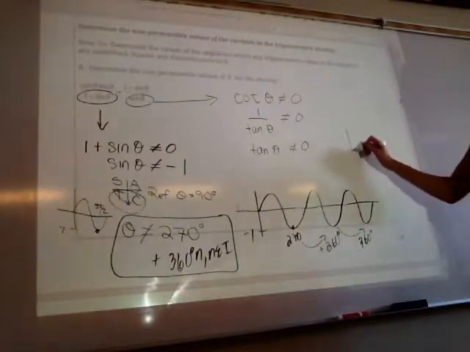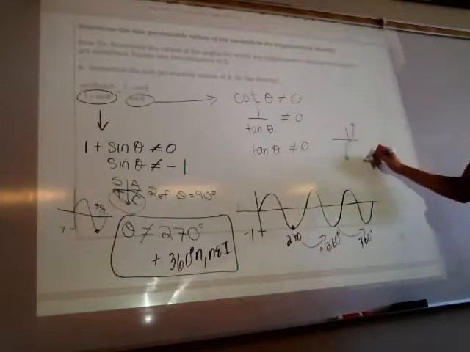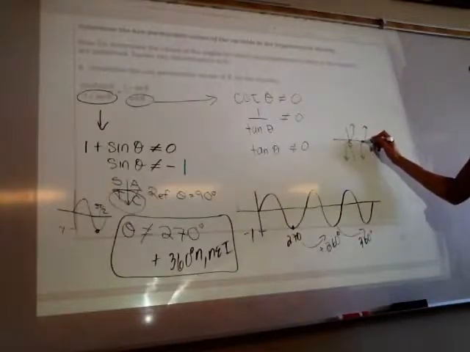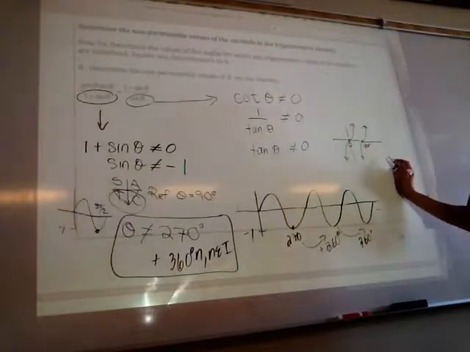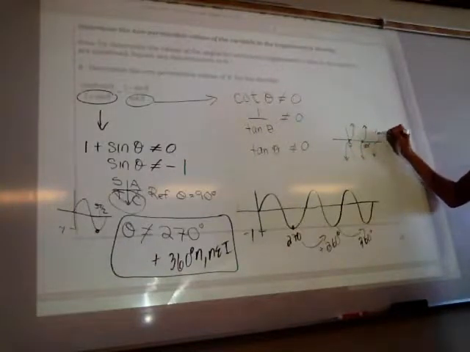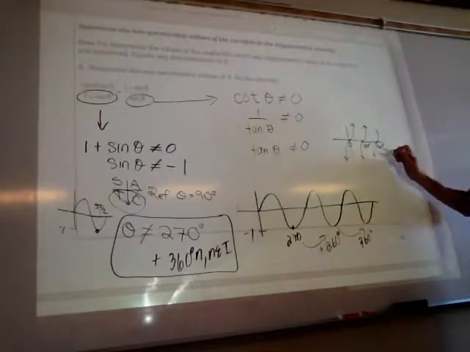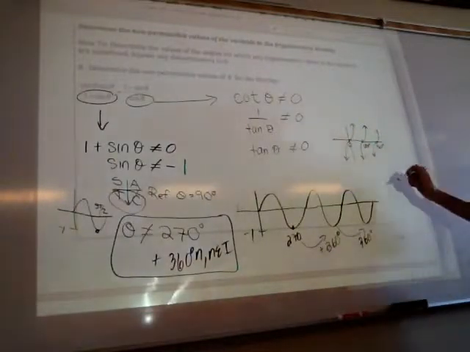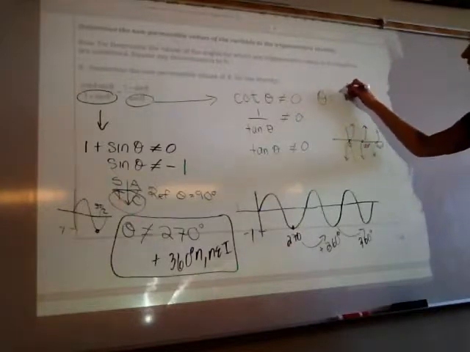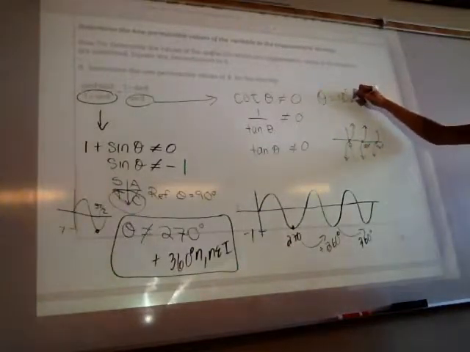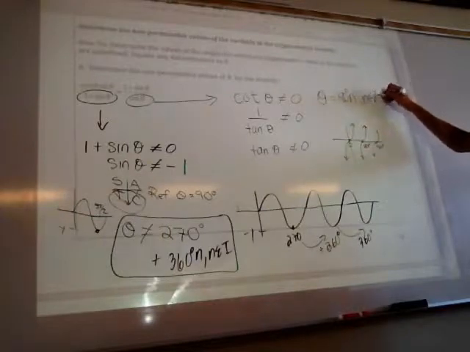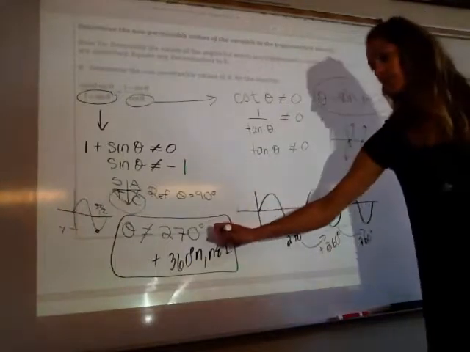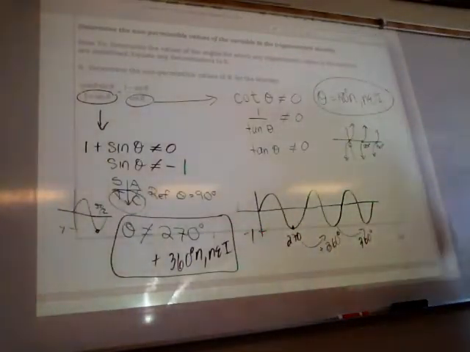So looking at the graph of tan, we have solutions at 0, 180, and what's the period of tan? It's 180 degrees. So every 180 degrees, we're going to have tan theta equals 0. So that means the restriction is that theta cannot equal 180 degrees times n, where n is an integer. Okay, so we have two restrictions. This is the restriction for the left-hand side. This is the restriction for the right-hand side.